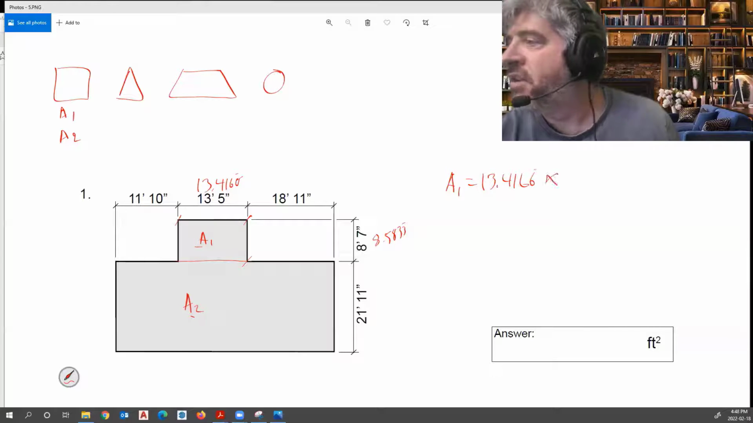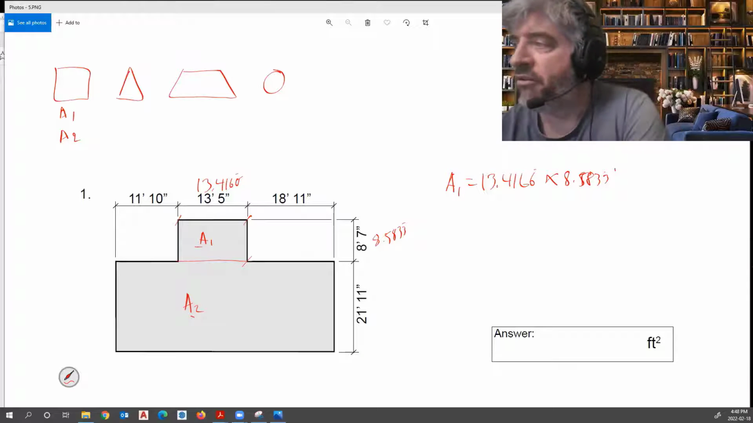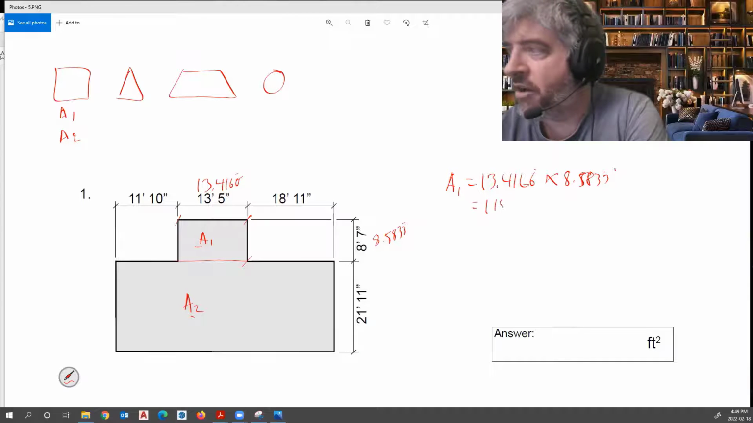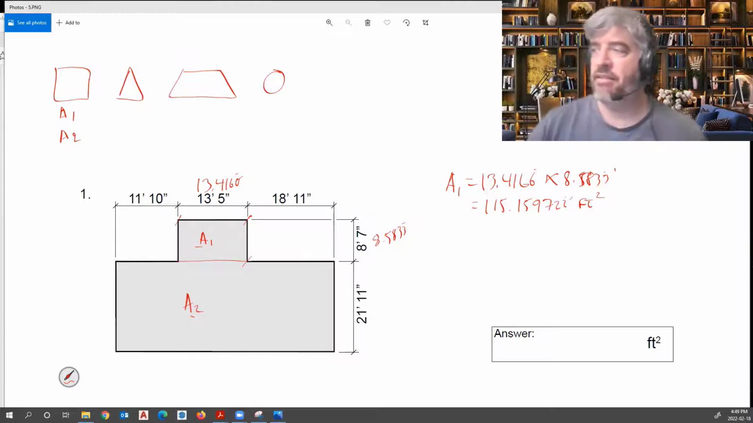So area 1 equals 13.4166, repeating, times 8.5833, repeating. So times 13.41666. First area shape is 115.159722, repeating, and that is square feet.